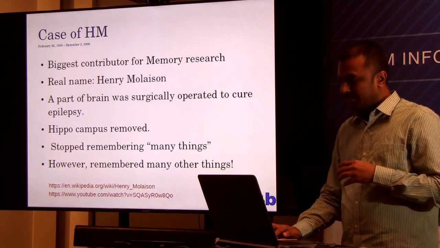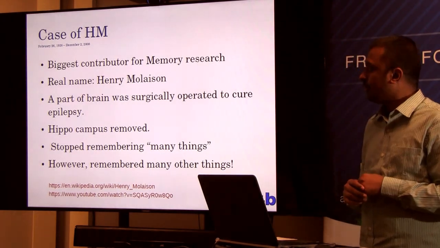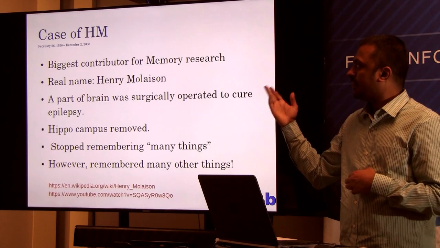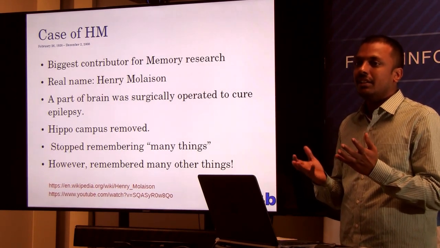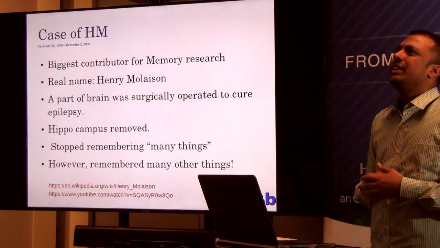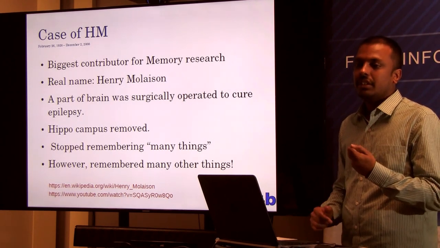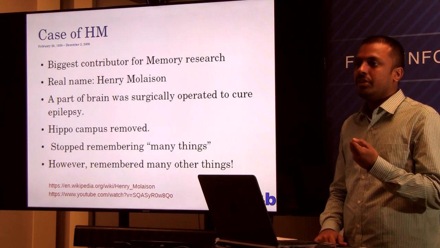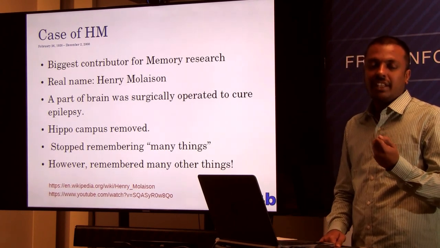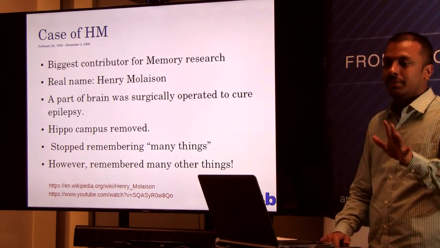All of them derive the major motivation from the case of HM. His name was Henry, which was revealed around 7-8 years back or so. Before that, the person was known as HM because it was a clinical study, so you were not supposed to reveal the person's name. In 1957 or thereabouts, he was diagnosed with epileptic attacks. His epileptic seizures were so severe that they had to do a brain surgery, and they actually removed a part of his brain. Because of that, his epileptic attacks stopped.